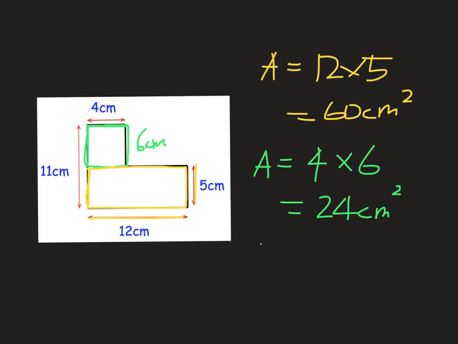If we add them together, 60 plus 24, that is then going to be equal to 84 square centimeters.